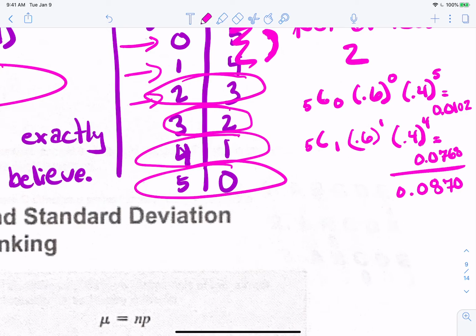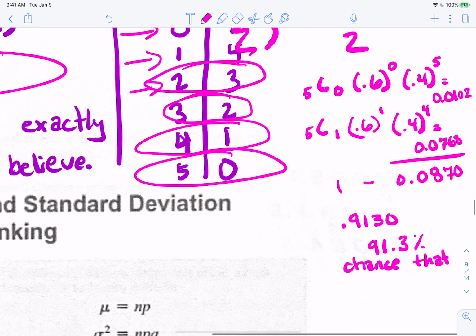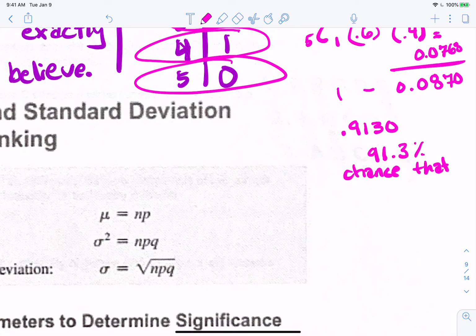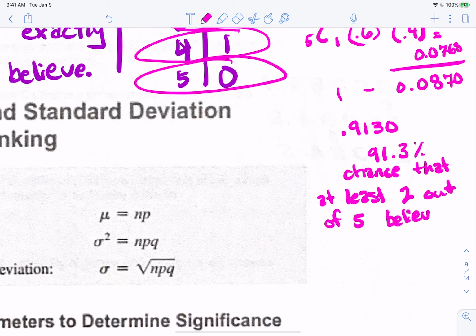If I subtract that from 100%, or since it's a decimal, subtract it from 1, that gives me 0.9130. So there is a 91.3% chance that at least two out of 5 believe in the devil.